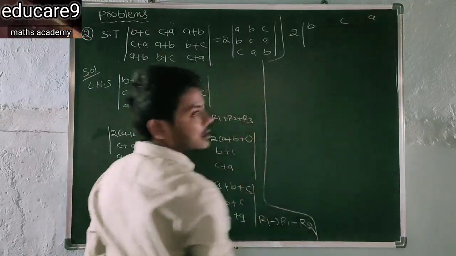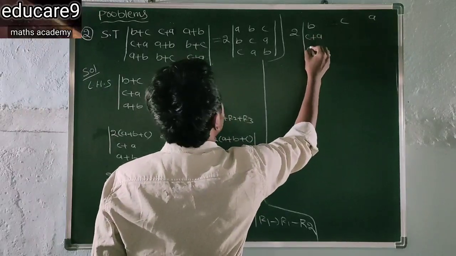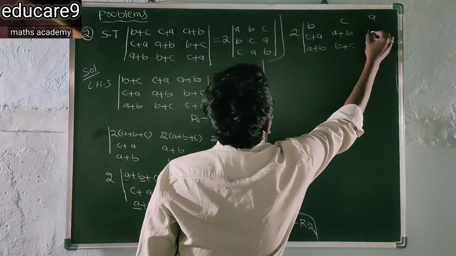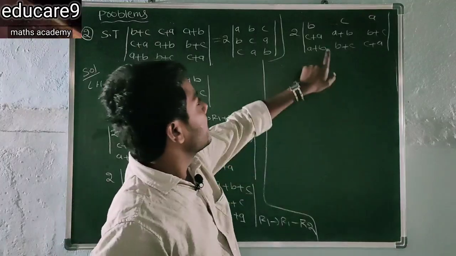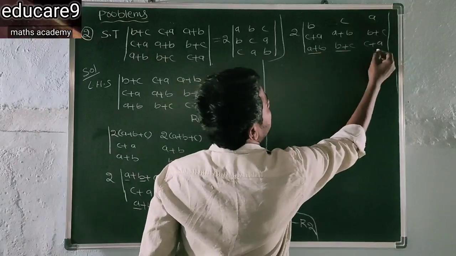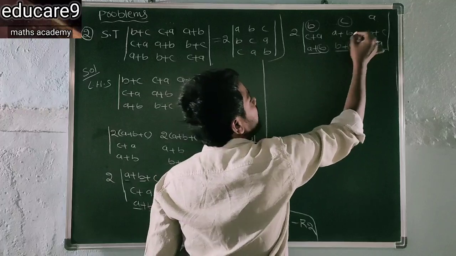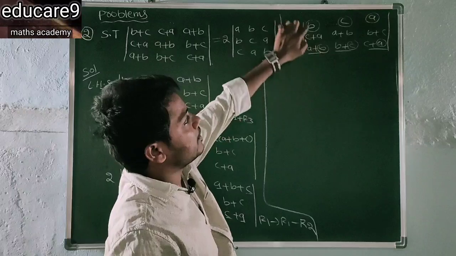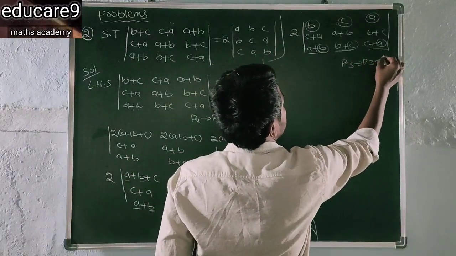The remaining terms are as they are: C plus A plus B, A plus B, B plus C, B plus C, C plus C. Now see here, B, C, A. See the last row: A plus B, B plus C, C plus C. Here B and B are the same, C and C are the same, and A is the same. So do R3 implies R3 minus R1.